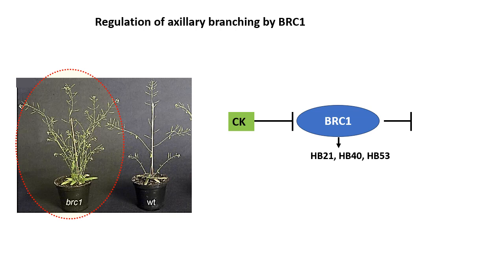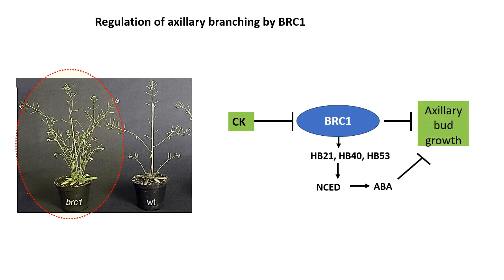The targets of BRC1 are genes coding for the HD-ZIP transcription factors called homeobox proteins, which include genes like HB21, HB40, and HB53. These HD-ZIP proteins and BRC1 together upregulate the expression of 9-cis-epoxycarotenoid dioxygenase, in short NCED, which encodes a key enzyme in ABA biosynthesis, that is abscisic acid biosynthesis. A high level of ABA promotes bud dormancy, which is highlighted here.